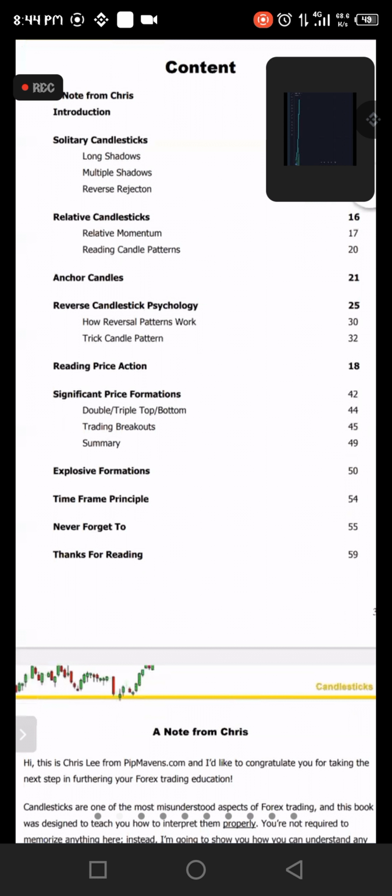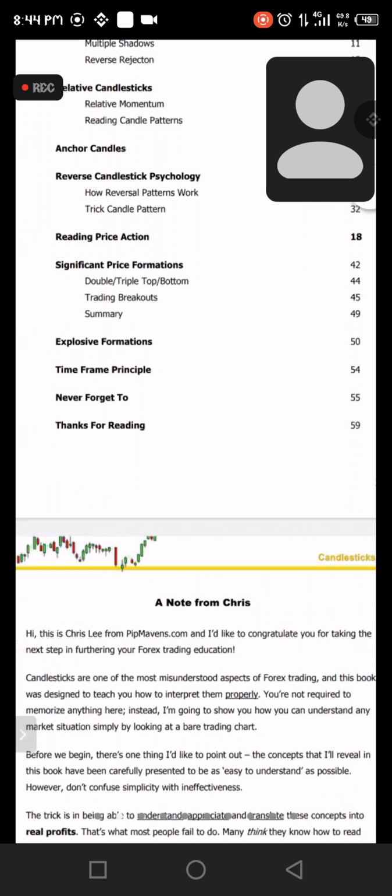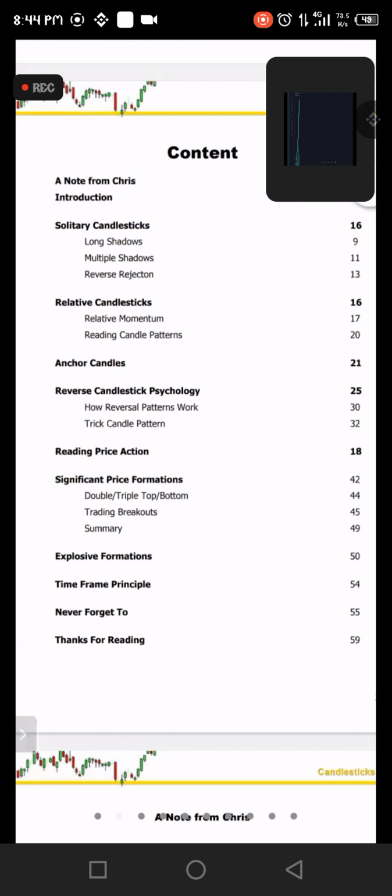Engulfing candle: as the word means, it engulfs the previous candle. That's the meaning. Just please, you guys will still have to read this book.